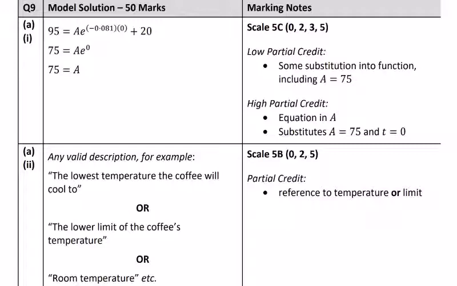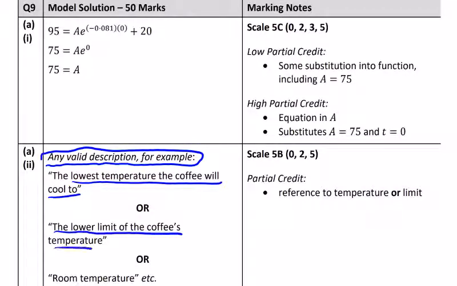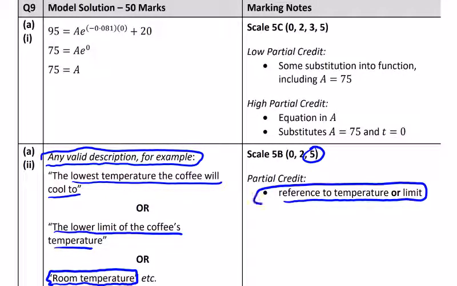So just to show you, Raj, in case you're not looking, how the marking scheme would look. They're given 5 marks for this question. Any valid description: the lowest temperature the coffee will cool to. You can see not a lot of words required. The lower limit of the coffee's temperature. Room temperature, which is the one I was thinking of. So any valid description is 5 marks for top marks and 2 for partial credit. Reference the temperature or limit, so using mathematical terms. You can see the marking scheme if you want to have a look at it for the first part there. You can get 0, 2, 3, 5. I'm going to introduce this marking scheme as we go to show you how easy it is to pick up marks.